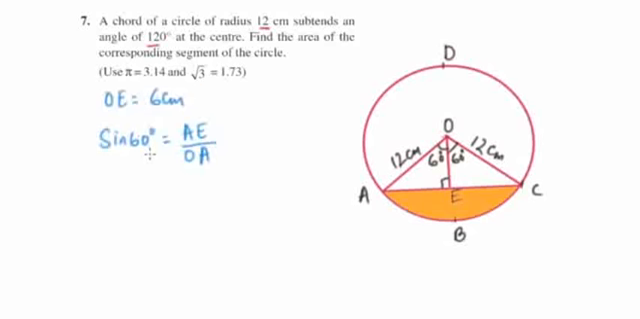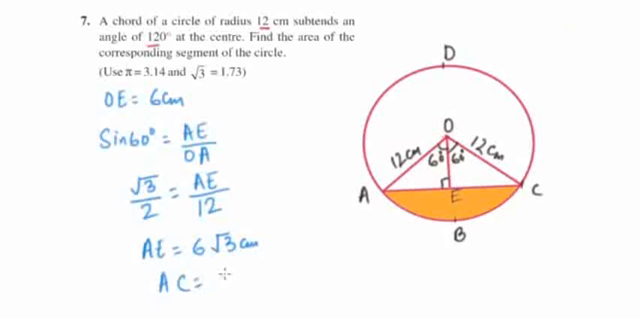Also we know that sin 60 equals AE upon OA. If we use sin 60 in the same triangle AOE, the value of sin 60 is root 3 by 2, and that equals AE divided by OA. We know the value of OA, that is 12. From here we'll get the value of AE as 6 root 3 centimeter. To find AC, it is just double of that, so 2 into 6 into root 3, which is 12 root 3 centimeter.